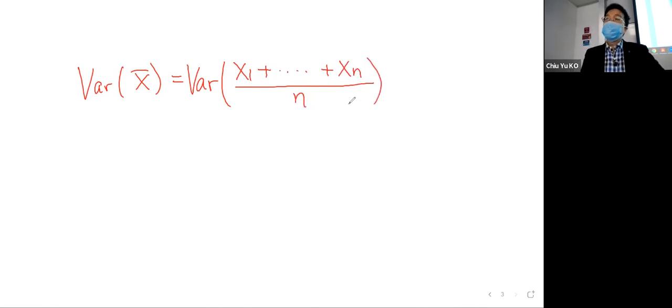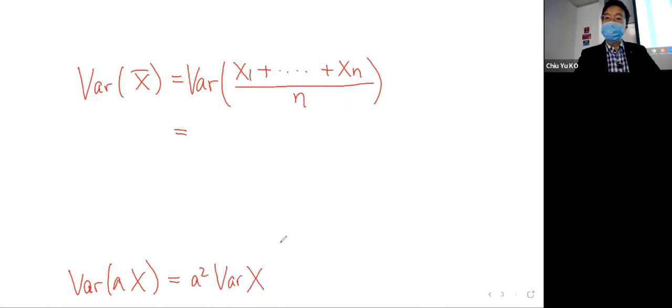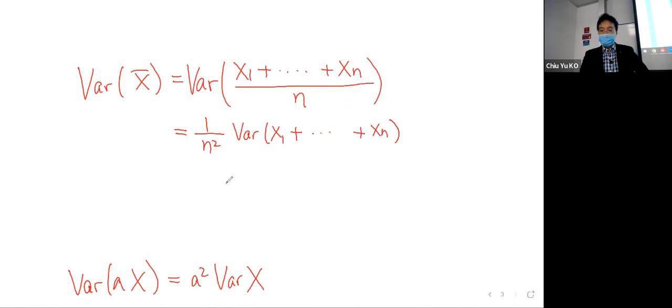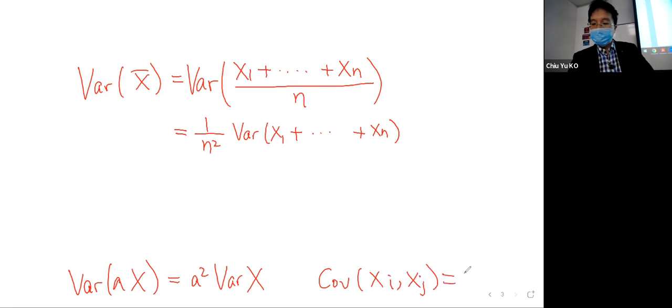The next part is 1 over n, and you basically use this formula: variance of ax is a squared variance of x. So you take the constant out, squared, so 1 over n squared and variance of x1. Now here is the key step. You need to know why a simple random sample matters: we have the covariance being 0. So covariance of xi and xj is 0, or they are independent.